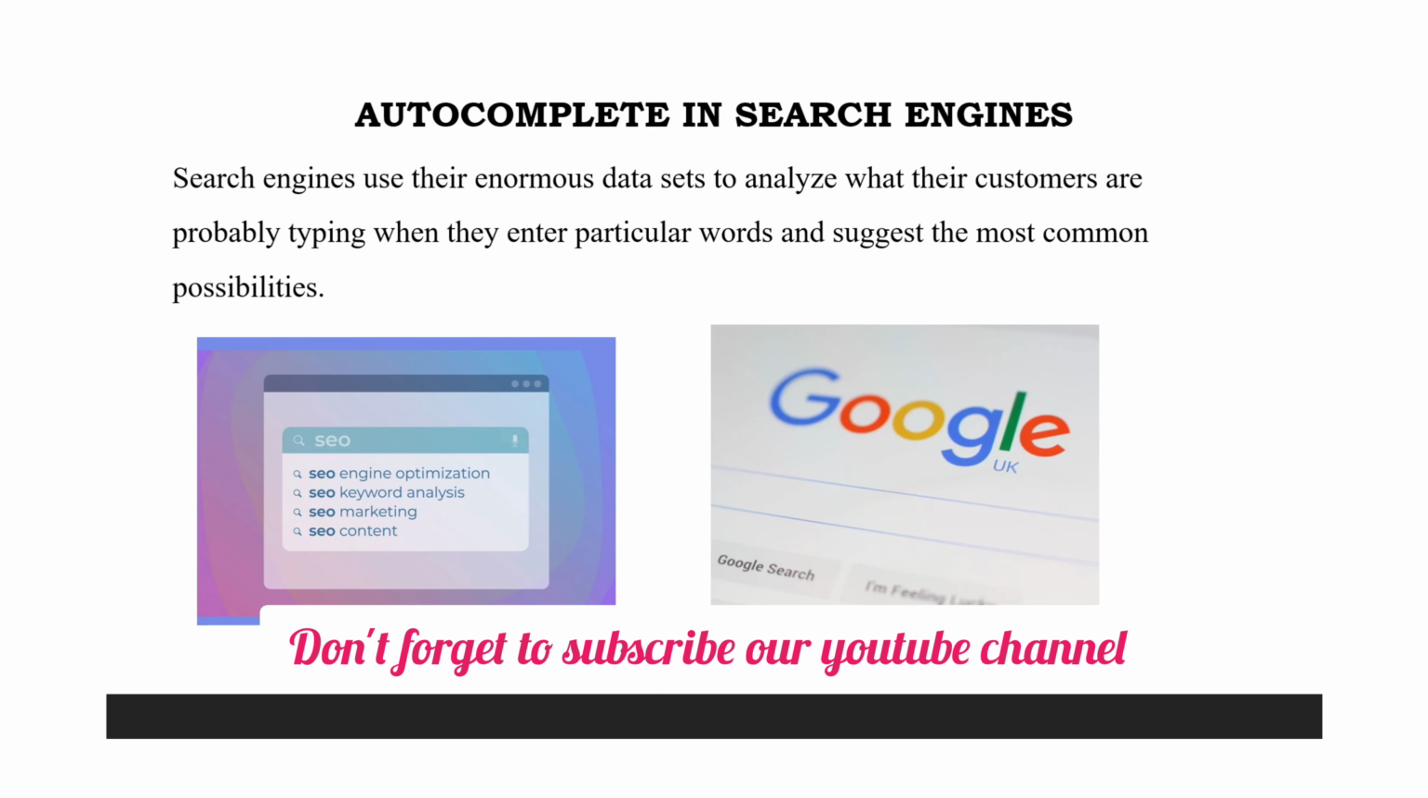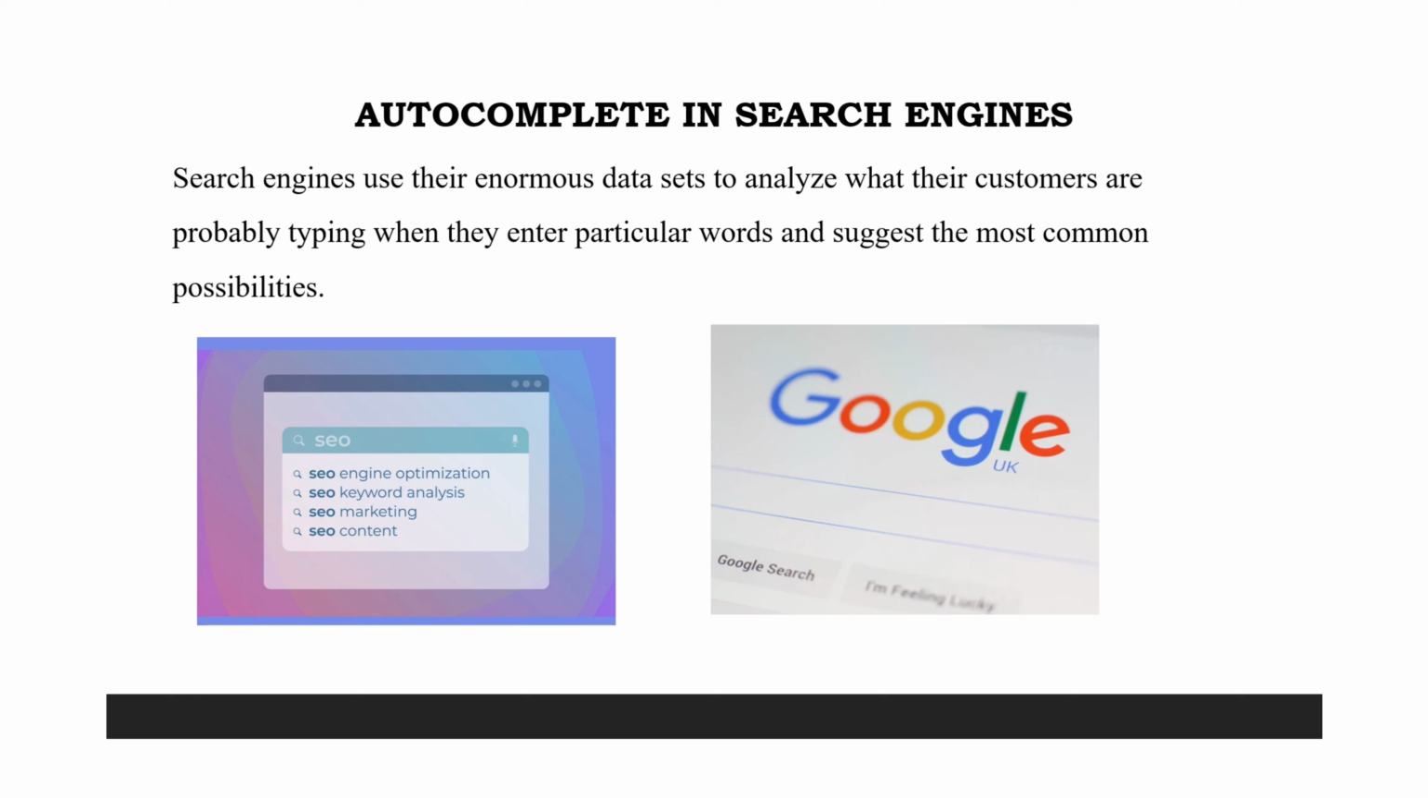And autocomplete in search engine. Search engines use their enormous data sets to analyze what their customers are probably typing when they type a particular word, and suggest the most common possibilities. We can understand with this example. In the diagram we can see there is Google. When we write anything in Google, for example, I write SEO. Then there are many searches like SEO search engine optimization, SEO keyword analysis, SEO marketing, SEO content.